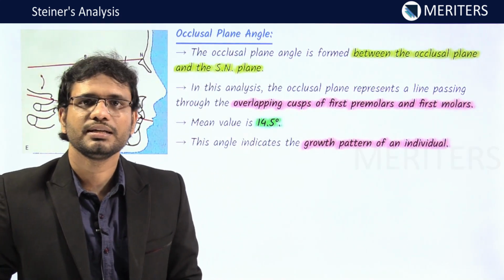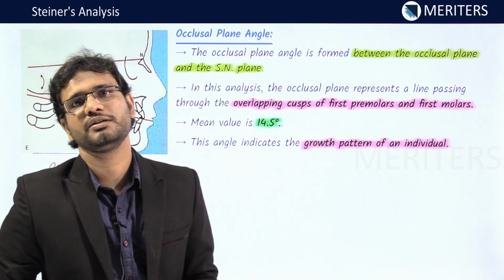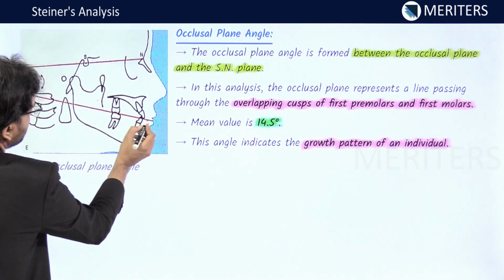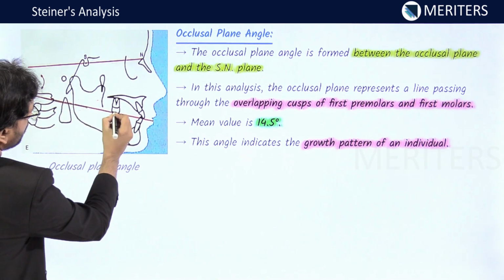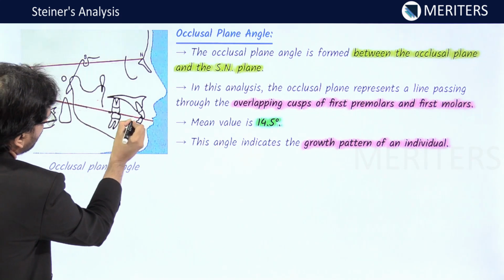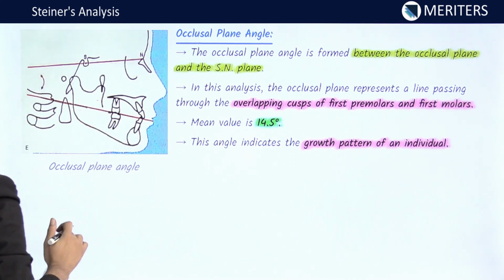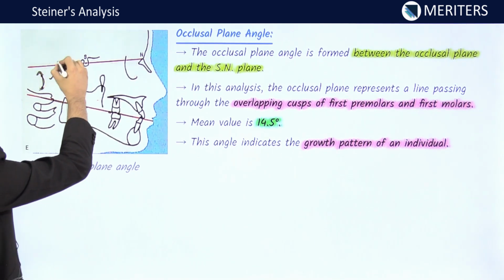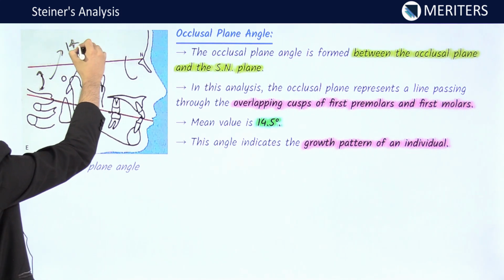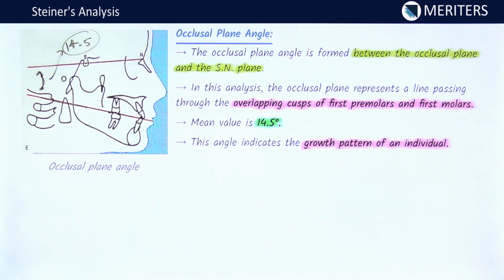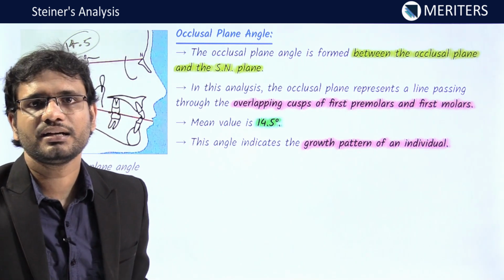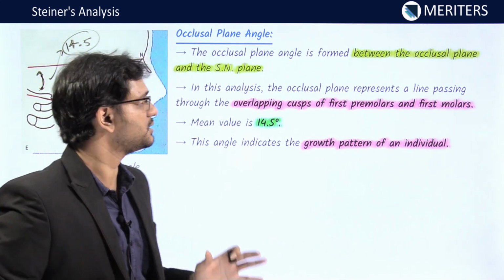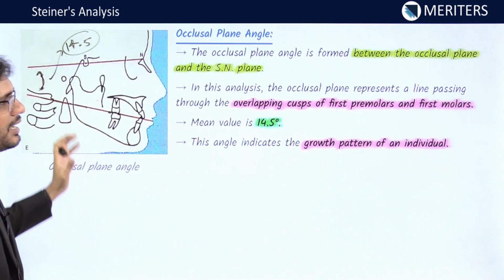Now the next parameter is the occlusal plane angle. This is the angle between the occlusal plane and the SN. Here this is the occlusal plane. This passes through the occluding cusps of the first molar and the premolars. Here we have the SN plane, and the angle here is called the occlusal plane angle, and the value is around 14.5 degrees. So this is the average value. If it is more than that, that will be a vertical grower. If it is less than that, that will be a horizontal grower. So this is the significance of the occlusal plane angle also.